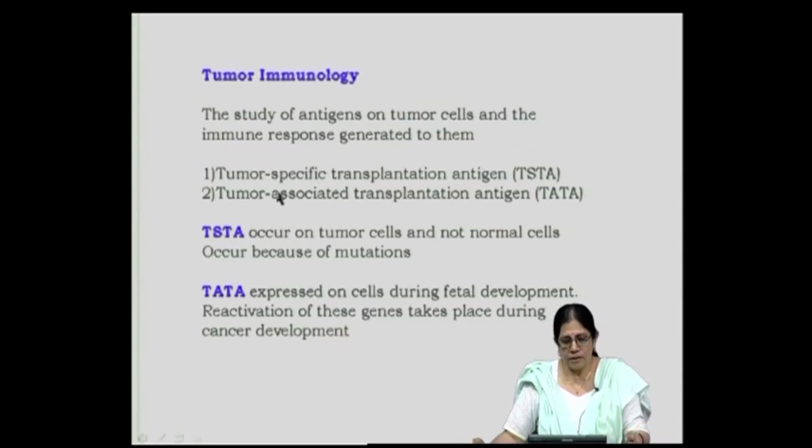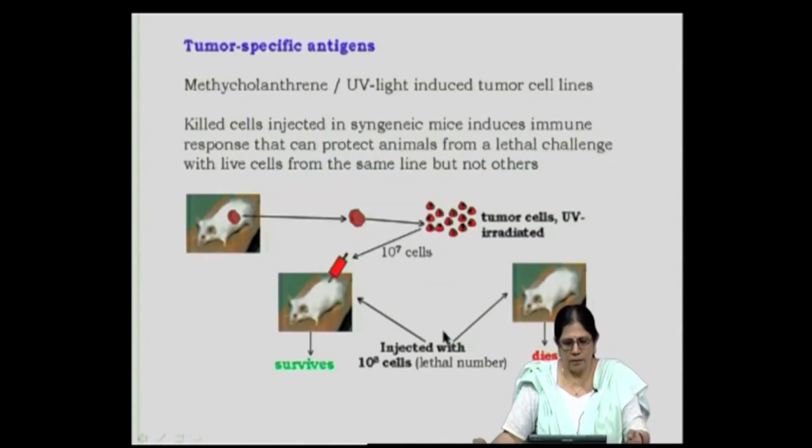So, they had described these as transplantation antigens because all the experiments were done from one animal to another after transplanting these tumors. Tumor specific transplantation antigens occur on tumor cells and not on normal cells, because these are of course tumor specific. So, they occur on tumor cells because of mutations. On the other hand, tumor associated transplantation antigens are expressed on cells during fetal development, but these get reactivated during cancer development. So, they are tumor associated. We will deal with this in a little while.